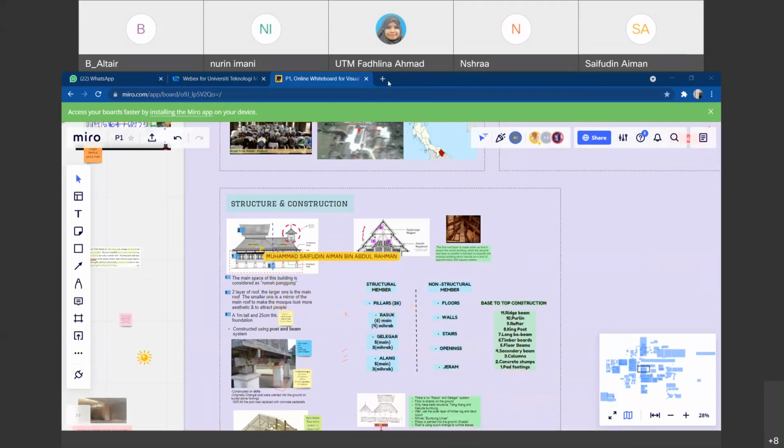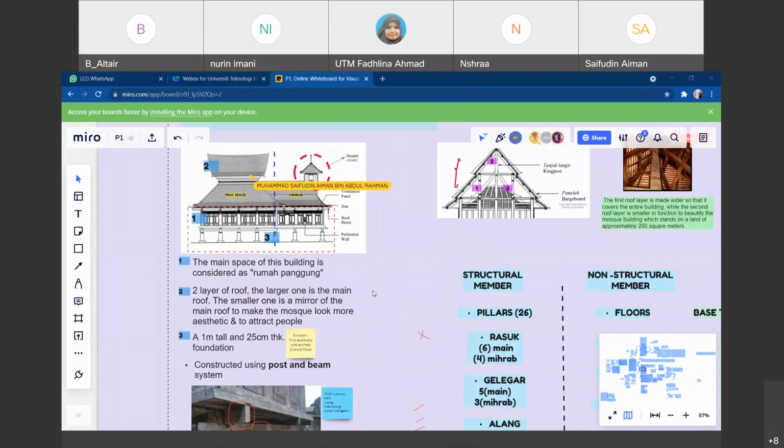Okay, for this mosque, the space was divided into two. On the left is a space, and on the right, the mihrab. And here the tower called muazzin is for people to azan. Okay, let's refer to the label for number one. The name of this space is called Rumah Panggung.